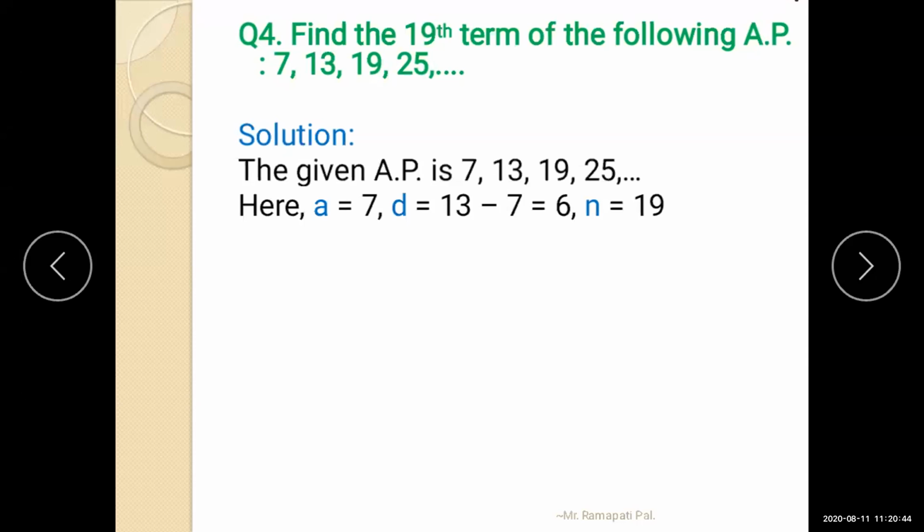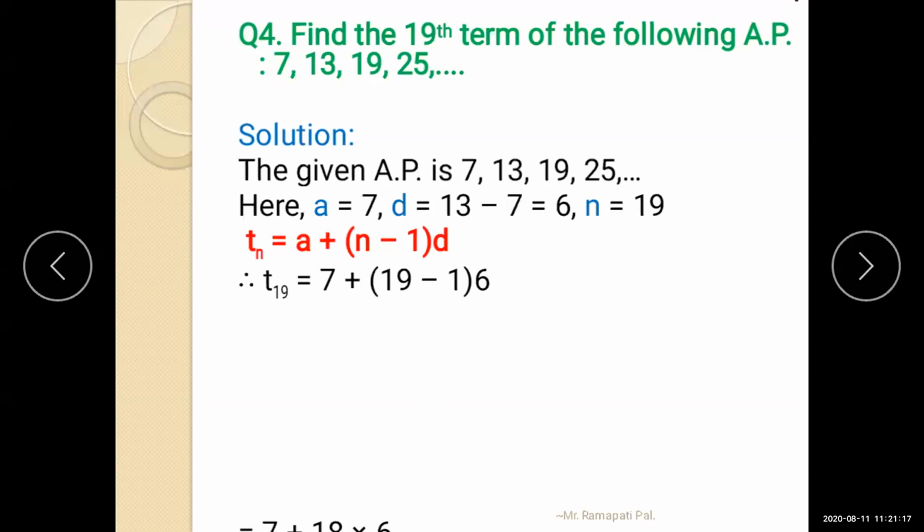Okay? So write down the formula now. Tn is equal to A plus (N minus 1) D. Now we know what is the value of A, what is the value of D, and what is the value of N. Now substitute these values in the formula. T19 is equal to 7 plus (19 minus 1) into 6. You have to solve the bracket first. 19 minus 1 is 18. So it becomes 18 into 6. T19 is equal to 7 plus 18 into 6.